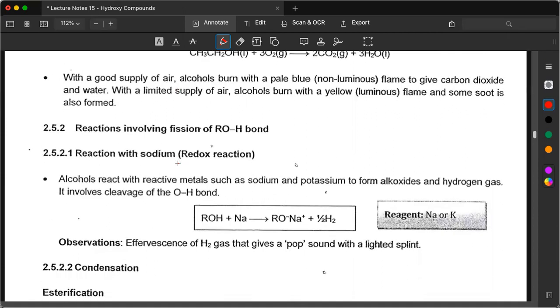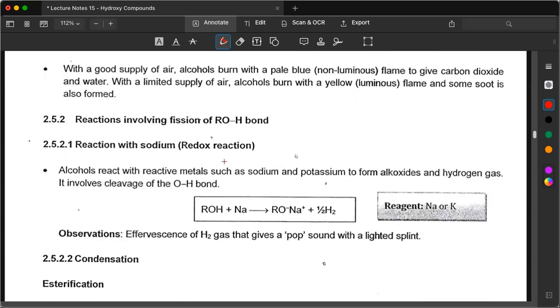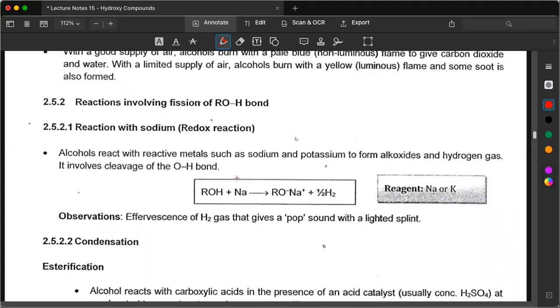Now, alcohol does react with sodium and other reactive metals in group 1 to form alkoxides and hydrogen gas. So this is an example of a redox reaction. And this reaction involves the cleavage of the OH bond. So the OH bond is cleaved and sodium is added to the molecule with hydrogen release to form hydrogen gas.